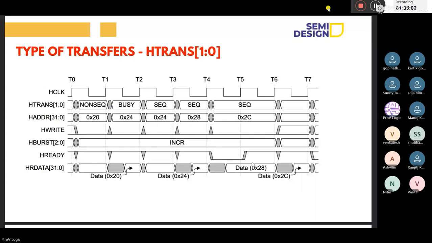And this busy sequence is related only to the address, not to the read data or write data. Okay. Next.